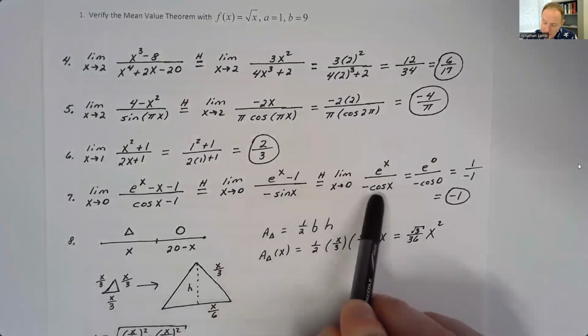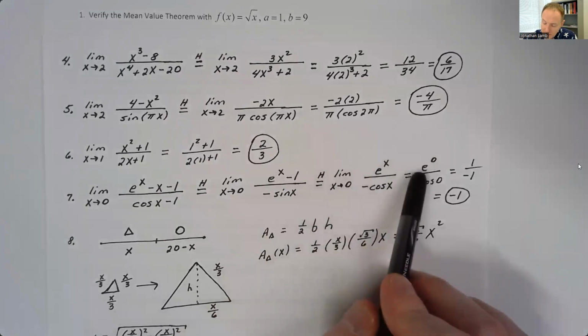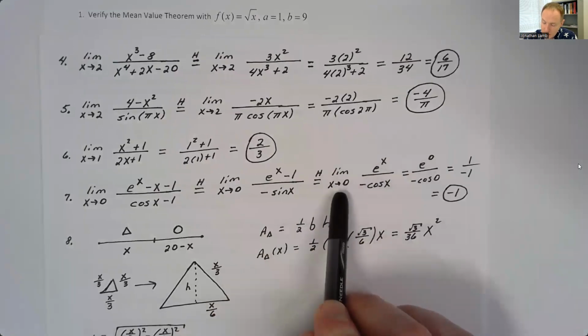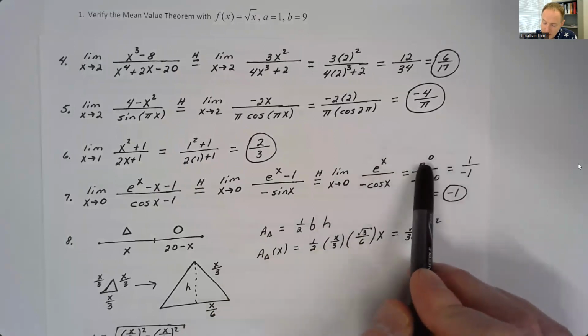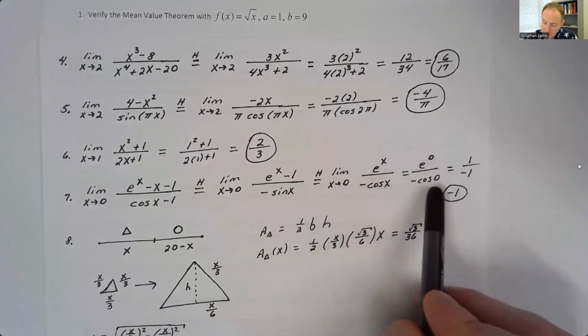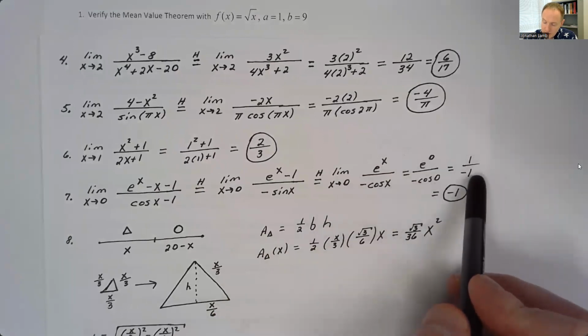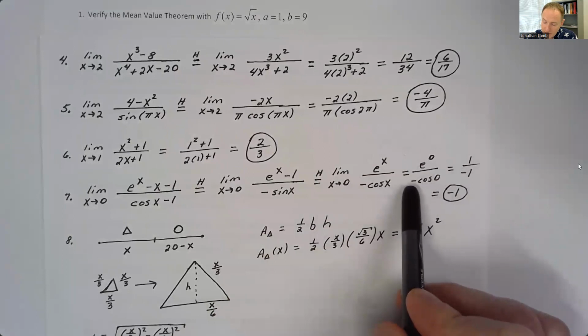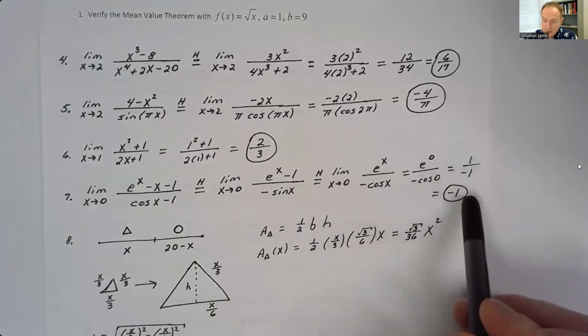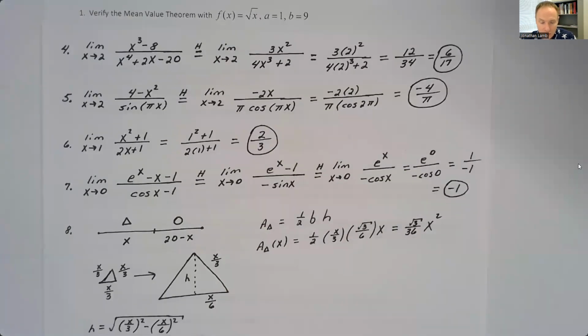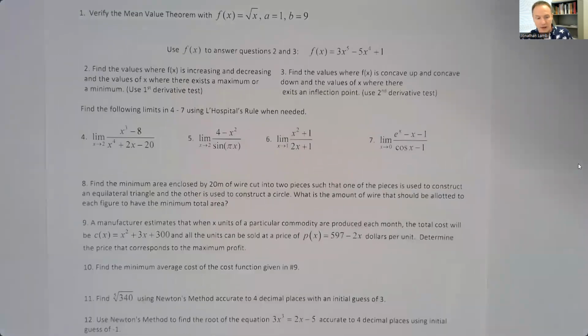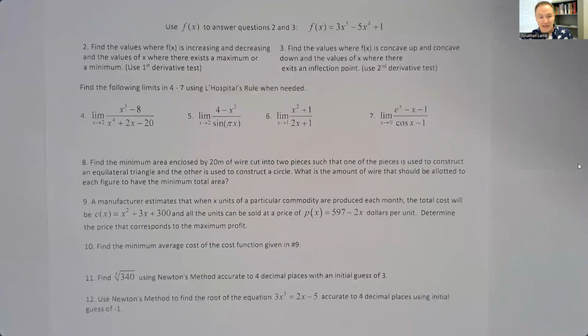I now evaluate this at 0, which is why from this step to this step, you drop the limit notation, plug a 0 in for x, you get e to the 0 over the negative cosine of 0. E to the 0 is 1, cosine of 0 is 1, but we have a negative in front of it, so I get 1 over -1, which simplifies to be an answer of -1. Final answer.